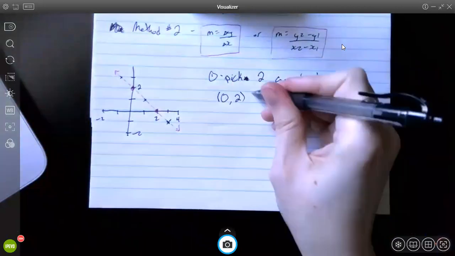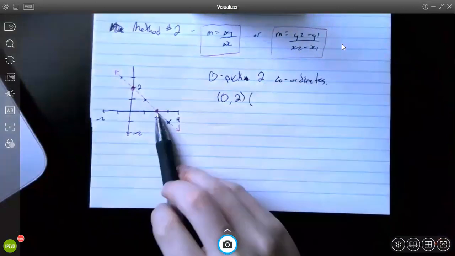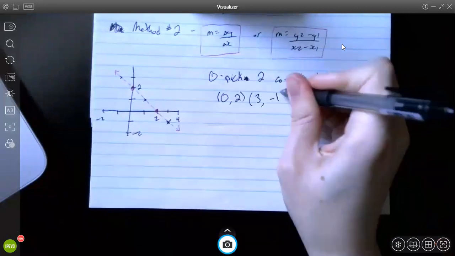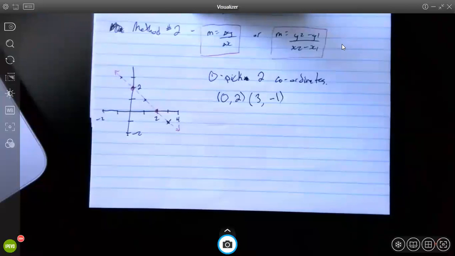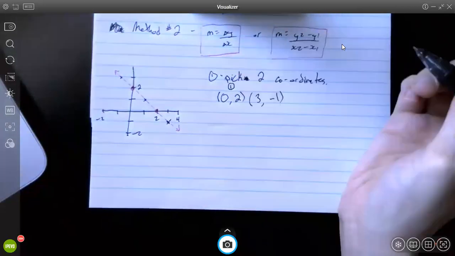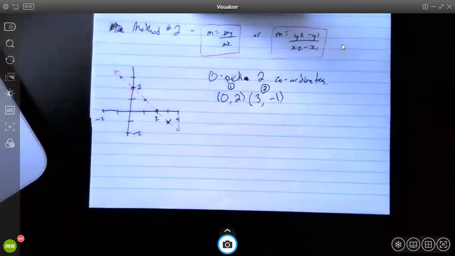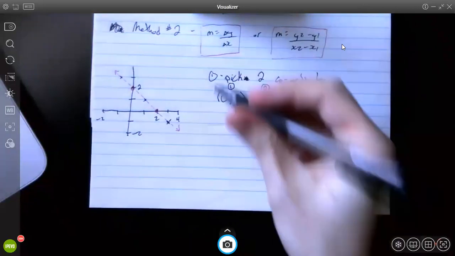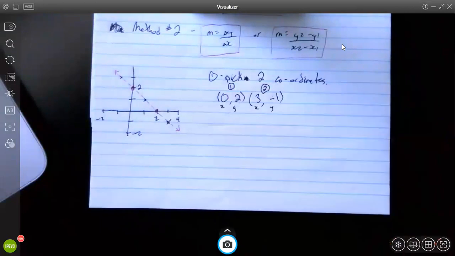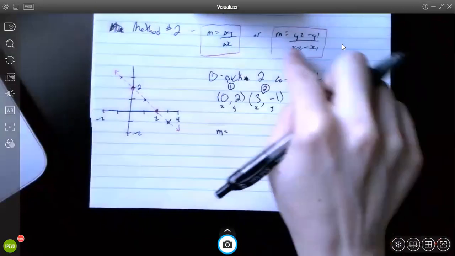And then let me actually change it up to one that's not right on the axis. Let's do this one, 3, -1. It doesn't matter which two coordinates you pick. I'm then going to call one of the coordinates coordinate number 1 and the other one coordinate number 2. Again, it doesn't matter which one is number 1 and which one is number 2. And then don't forget, every coordinate is in the order x, y.